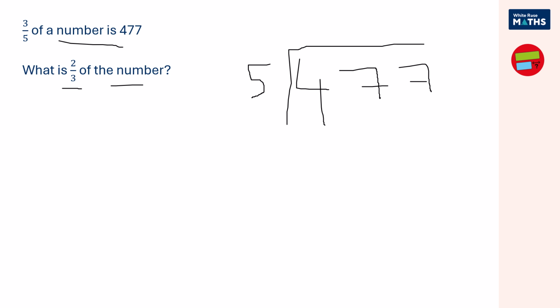So 5s into 4 I cannot do. 5s into 47 goes 9 times with a remainder of 2. 5s into 27 go 3 times. Sorry, what have I done? Sorry, divided by 3, not 5. Sorry about that.